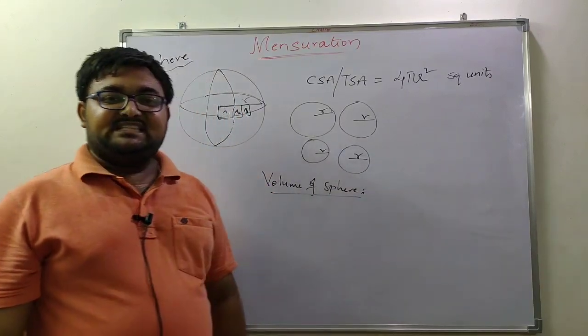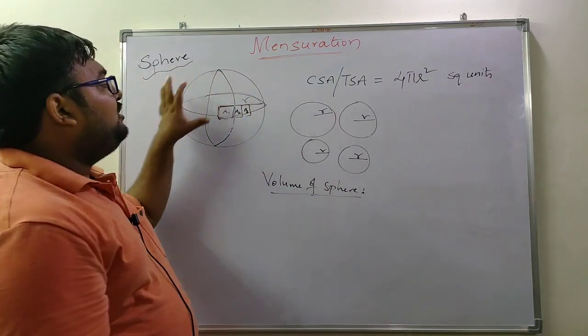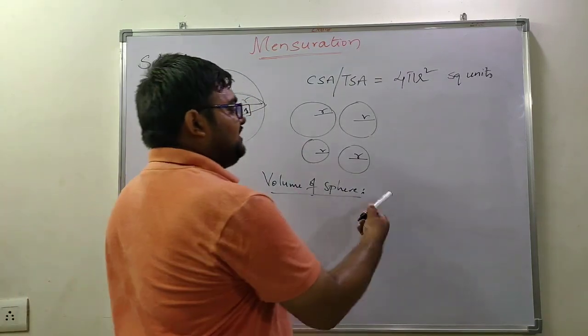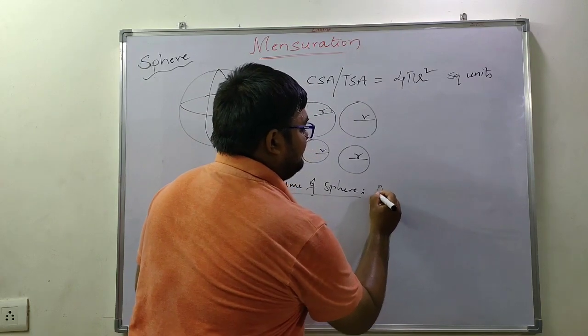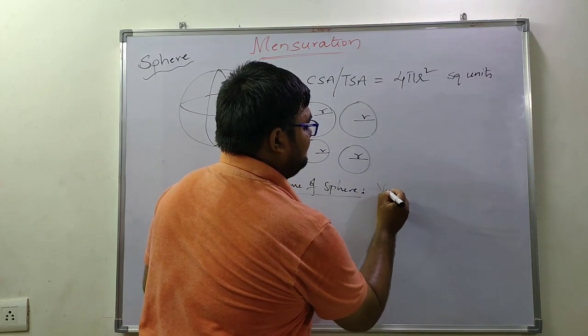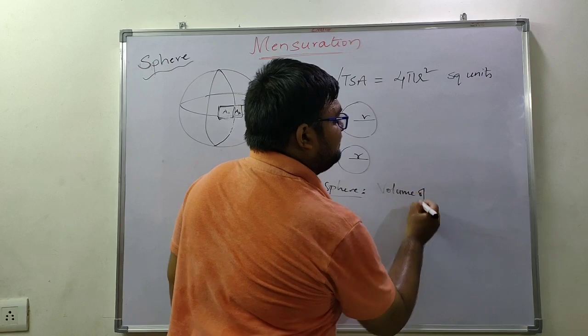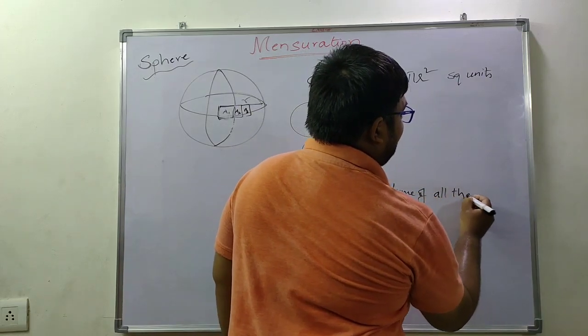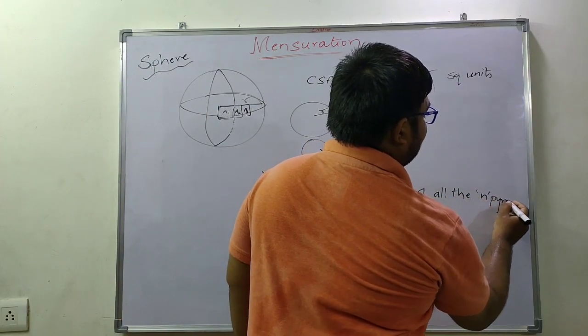So volume of sphere is nothing but given by all those pyramids. So volume of sphere is equal to volume of all the n pyramids.